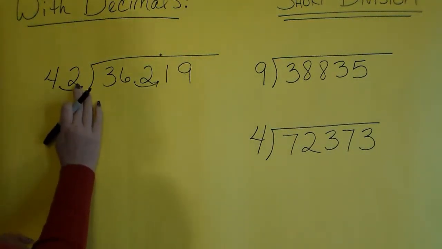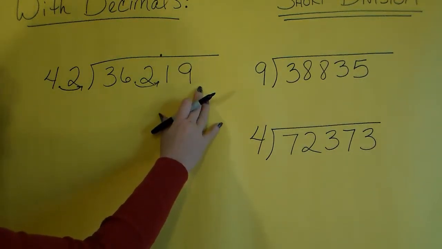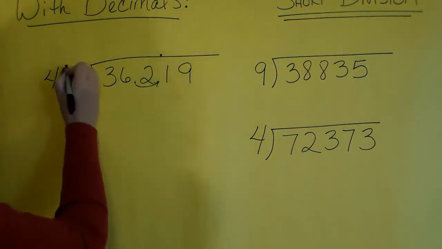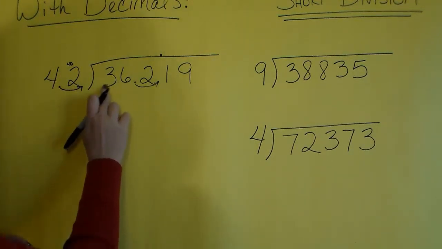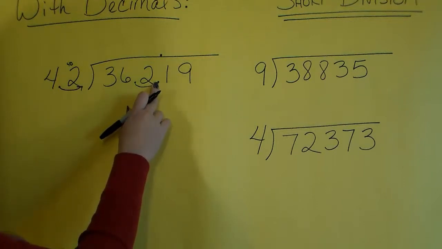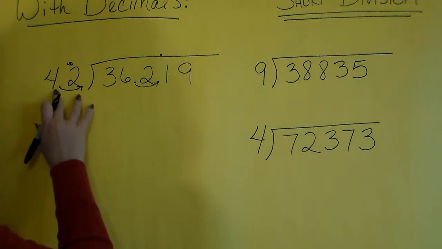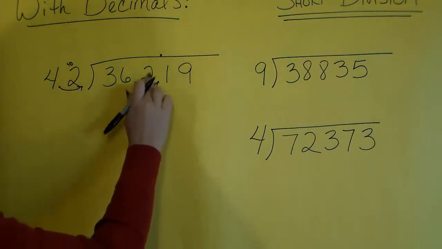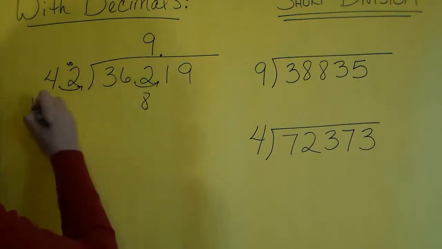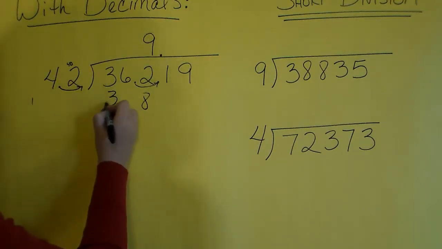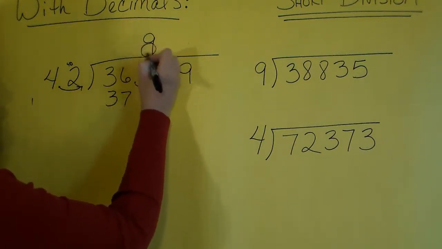Okay, so now I've got 42 going into 362.19. How many times does 40, I'm going to round off, 40 go into 36? It doesn't. Go into 360. 9 times, because I know 4 goes into 36 9 times. So 42 goes into 362 9 times. I'm going to put my 9 here. 9 times 2 is 18. 9 times 4 is 36, and 1 is 37. Oh dear, this is too big, so I know that this is an 8.